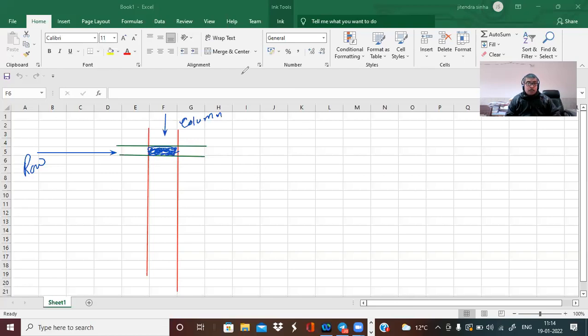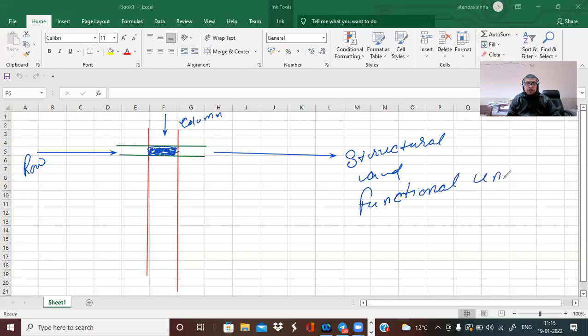What is this? This is a structure. It provides the structure of the spreadsheet. It is the structural and functional unit. Right? What I'm saying? It is a structural and functional unit of a spreadsheet. I hope you got it.